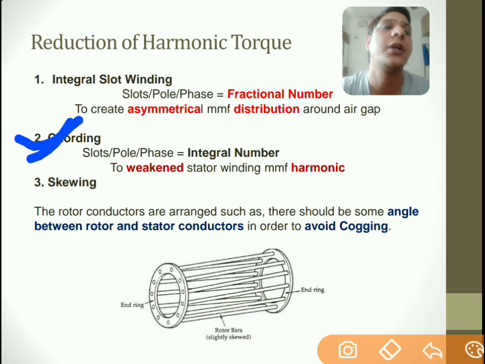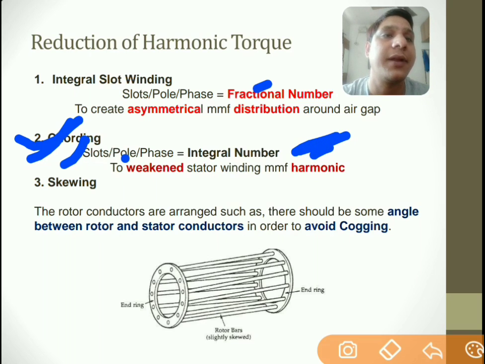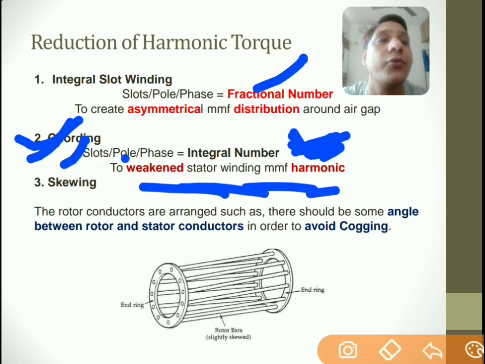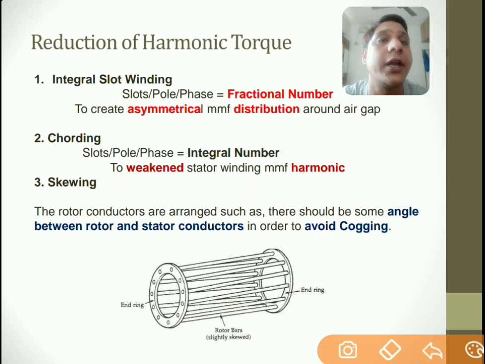Cogging is a method where the number of slots per pole per phase should be an integral number. Like it was a fractional number in the earlier part, here it is an integral number. So integral number means what? We will be considering any integral where we could weaken the stator winding MMF. So the MMF of the stator winding will be reduced by means of cogging. This method is called cogging. Slots per pole per phase should be an integral number, like it was a fractional number in the earlier case.